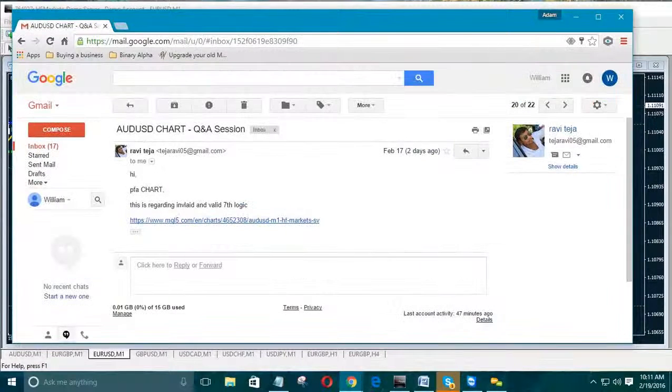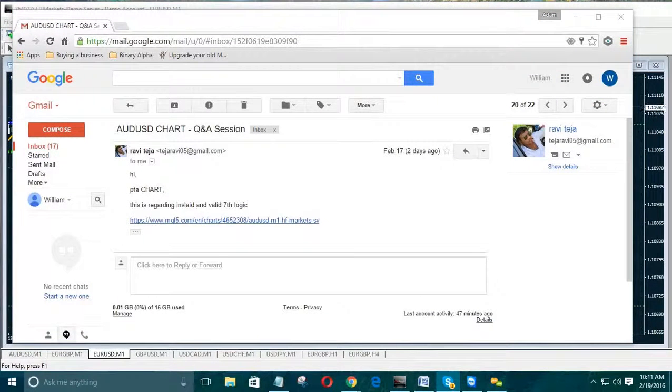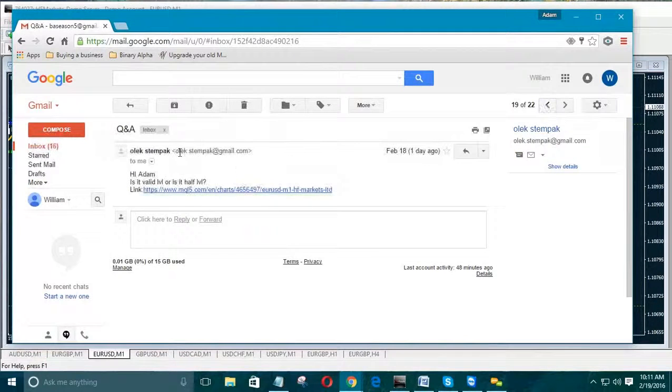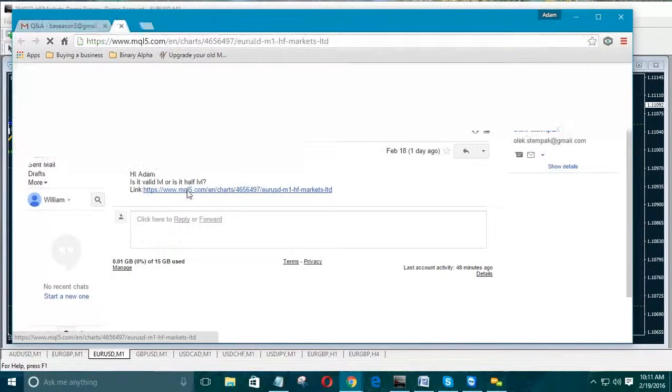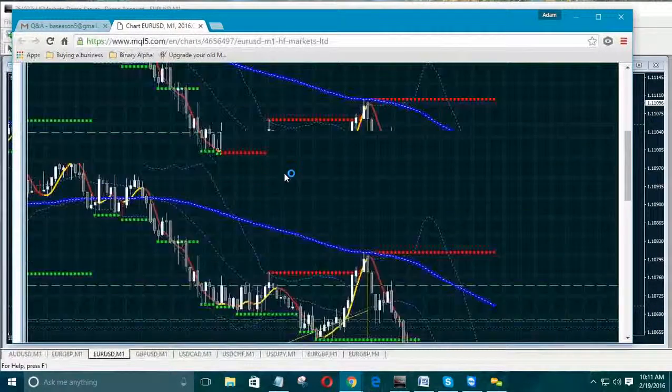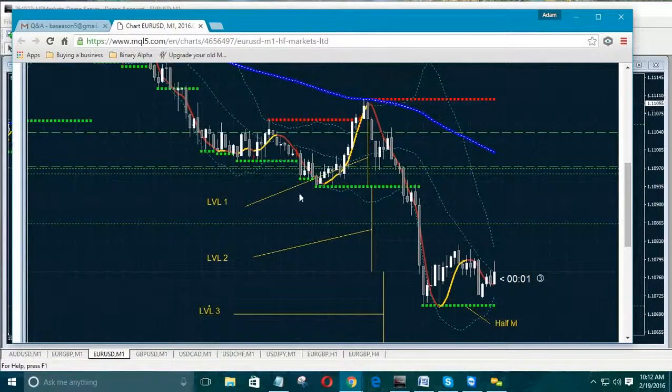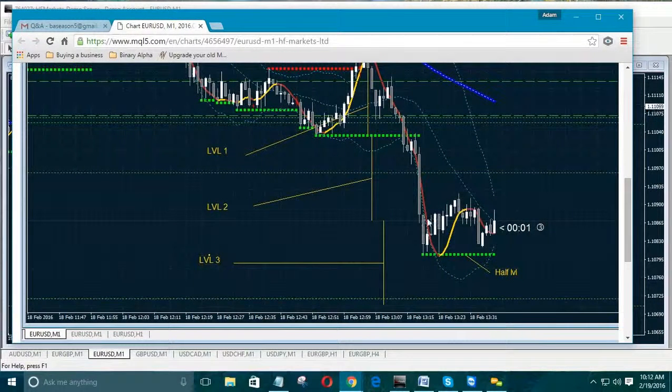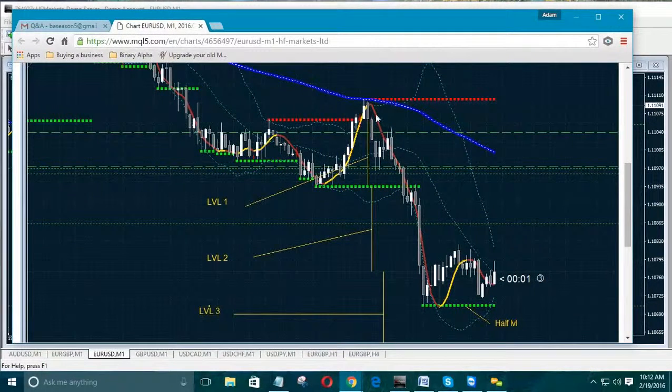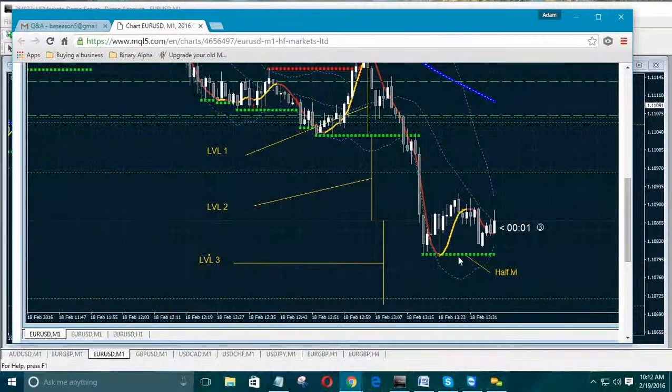Okay. Let's look at our next question here. Olek says, is this a valid level or a half level? Okay. Our first level comes in here, second level. For me, this would be a half level. If these measurements are accurate, this would be a half level, and really my level 3 would basically be right around where this tension line was. Okay, that's a good question, guys.